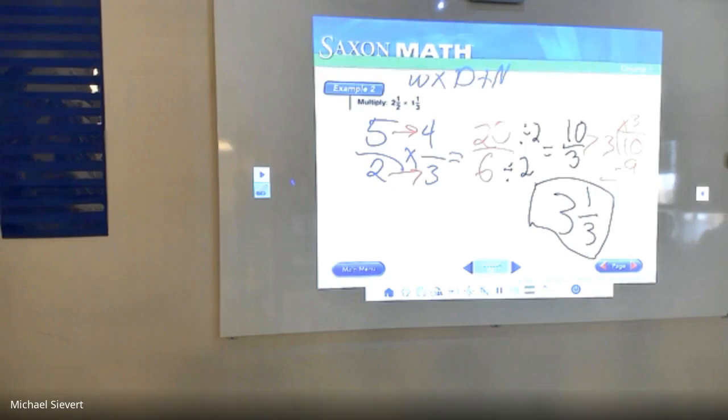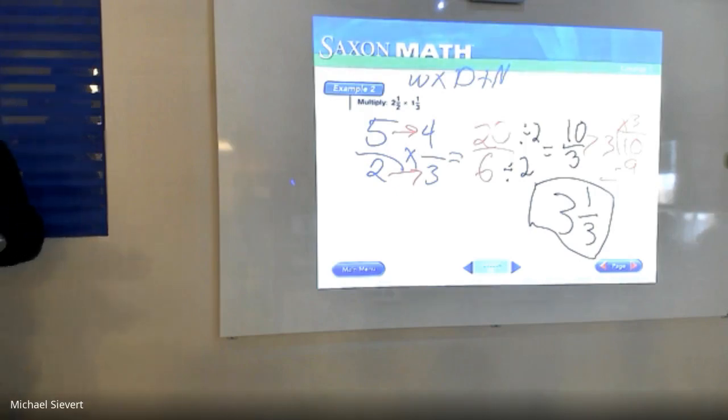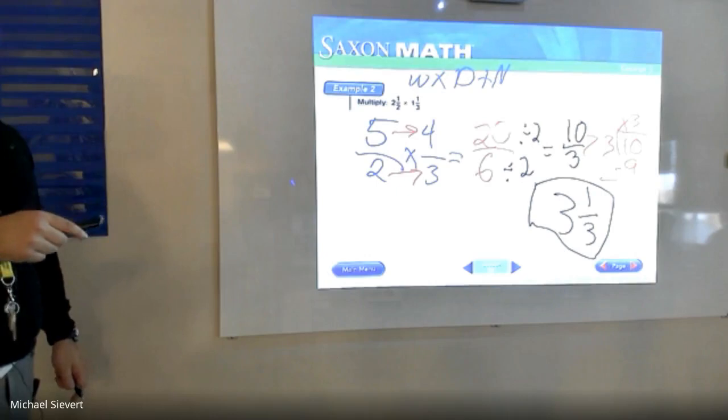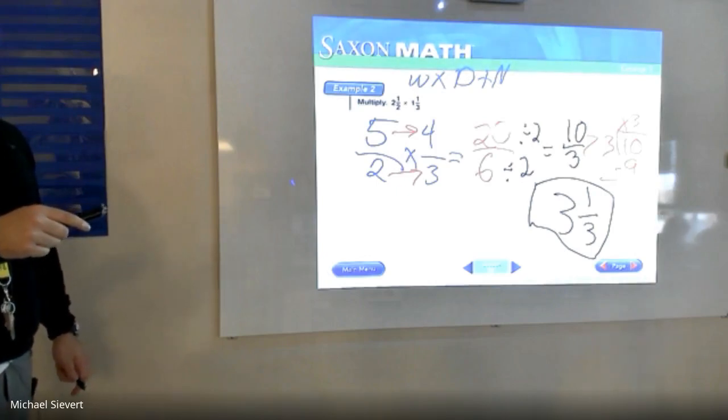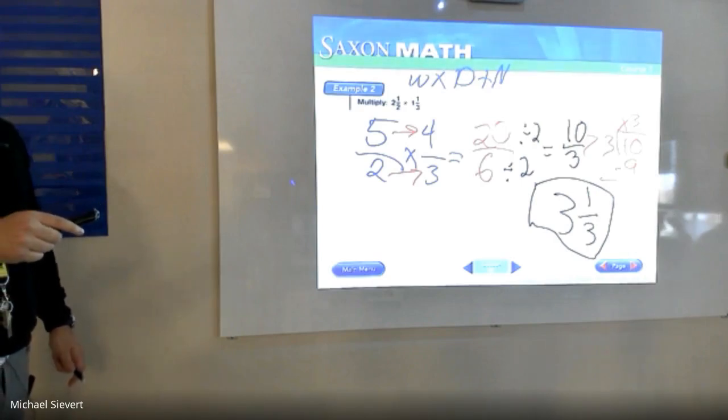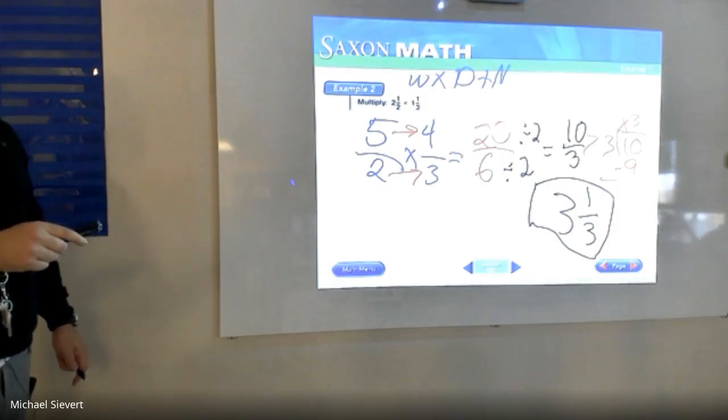Because you got to remember the three steps. I can't remember what it's called off the top of my head. If you go to lesson 66, new concepts, it has it right there for you, but it's got the three steps. First, you got to rename. You have these two mixed numbers. You have to rename them, rephrase them.